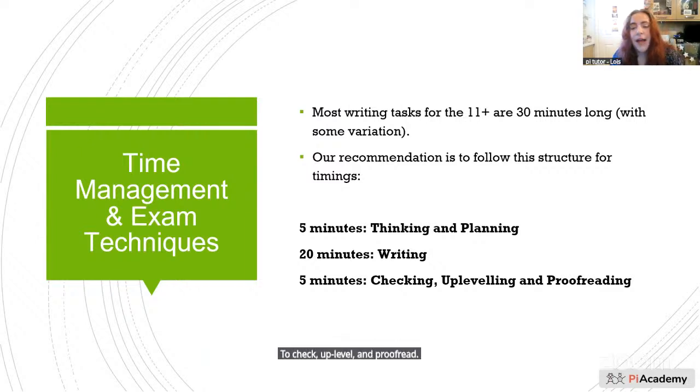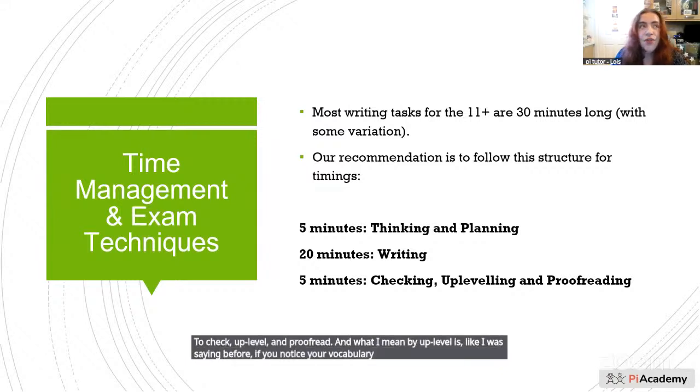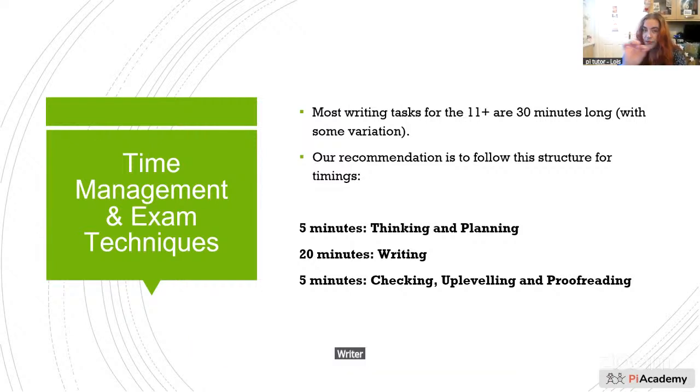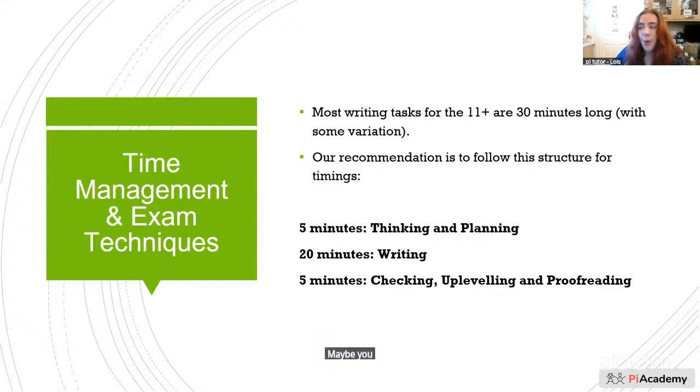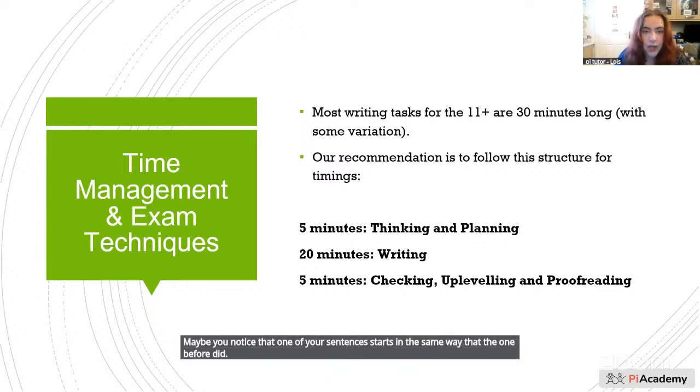And what I mean by up level is, like I was saying before, if you notice your vocabulary is too simple at a certain point, up level it. Draw a straight line through it and write a better word on the top. Maybe you notice a place where you could change the punctuation a bit, add that in. Maybe you notice that one of your sentences starts in the same way that the one before did, change it.